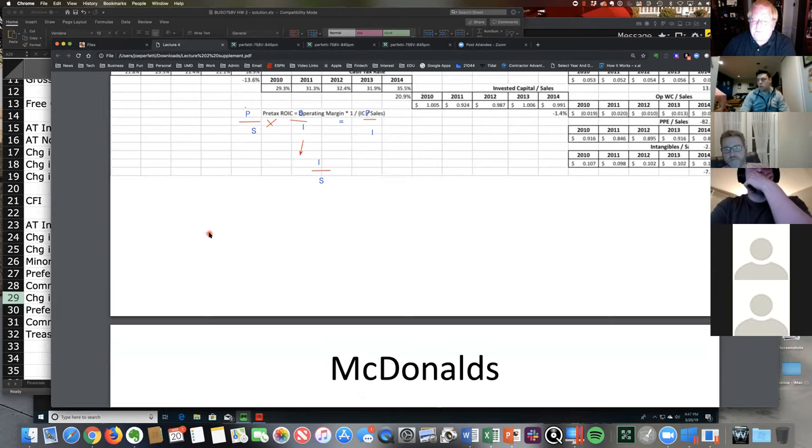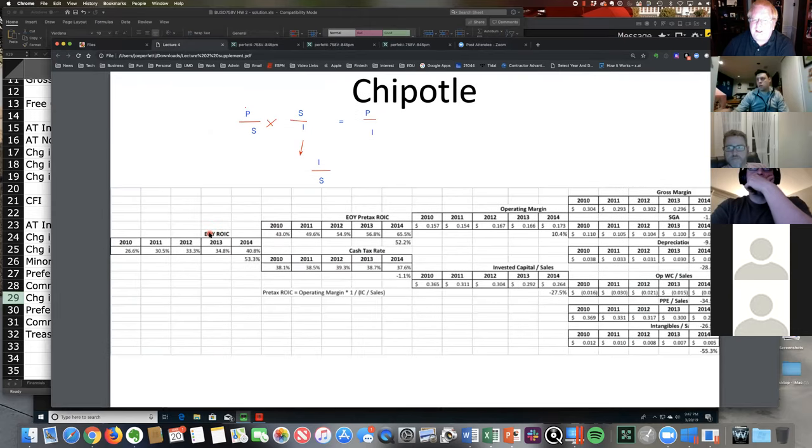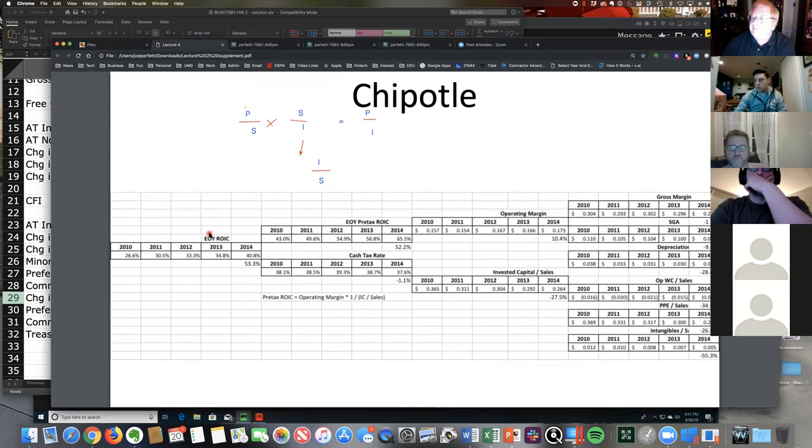I want you to look at Chipotle. I'm going to leave it on the screen for a minute, and I want you to look at these two numbers, 2010 and 2014, and I want you to look at these three drivers, and I want us to see if we can explain why this went from 26.6 to 40.8. So I'm going to give you 2 minutes to look at Chipotle. And what you're trying to do is understand how those three things explained why Chipotle's ROIC went from 26.6 to 40.8 using those three things. And when you answer it, make sure you use numbers.